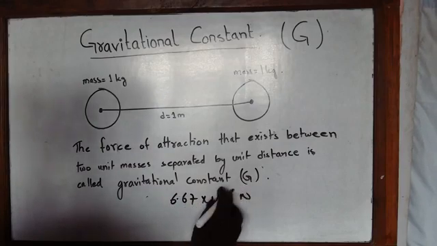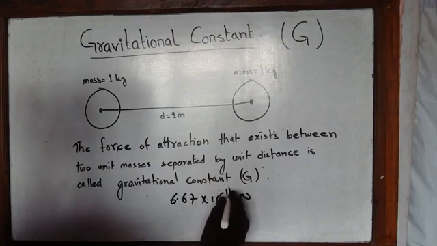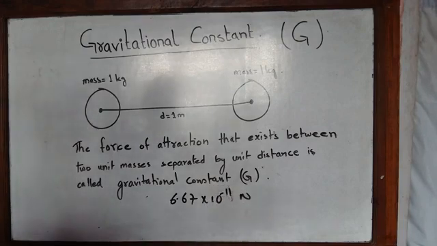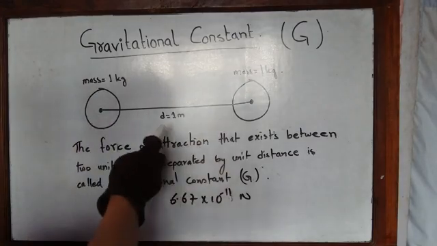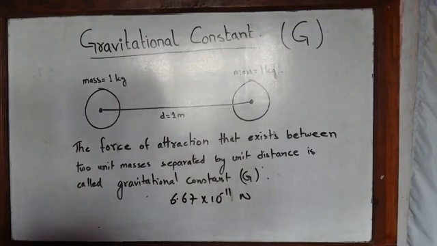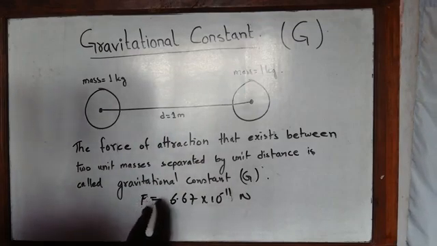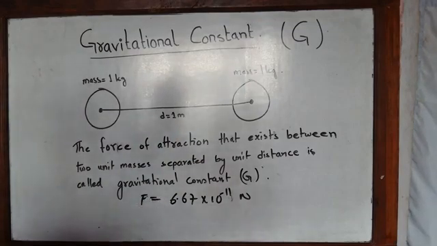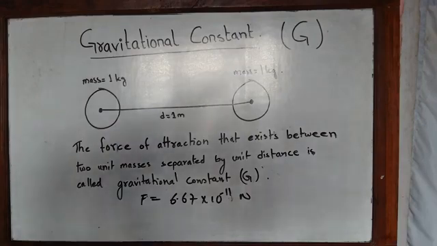The value will always remain the same. It will never change if the masses are each 1 kg and the distance between them is 1 meter. Whatever the object may be, if the masses and the distance are in unit, then the force of attraction between them is always going to be 6.67 times 10 to the power minus 11 Newton. So this is the definition of the gravitational constant.